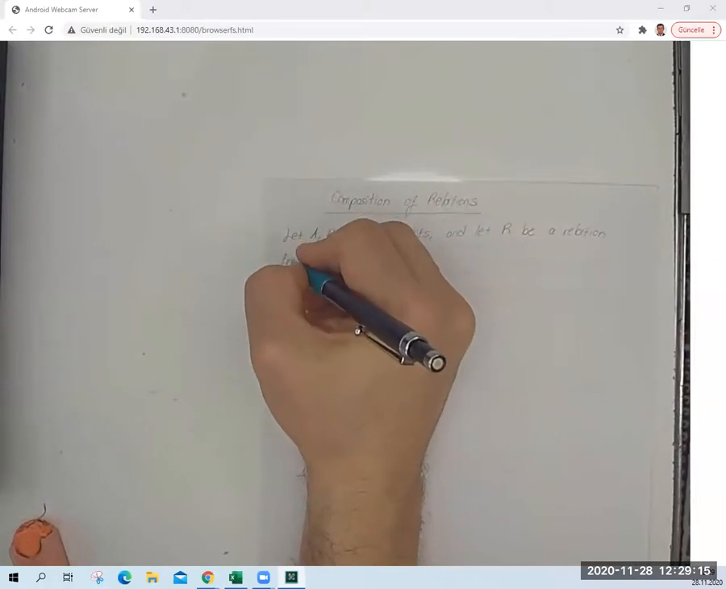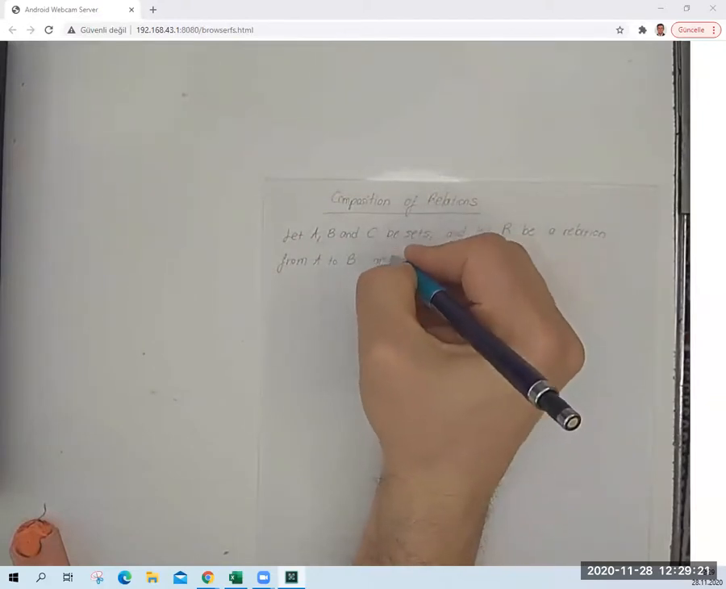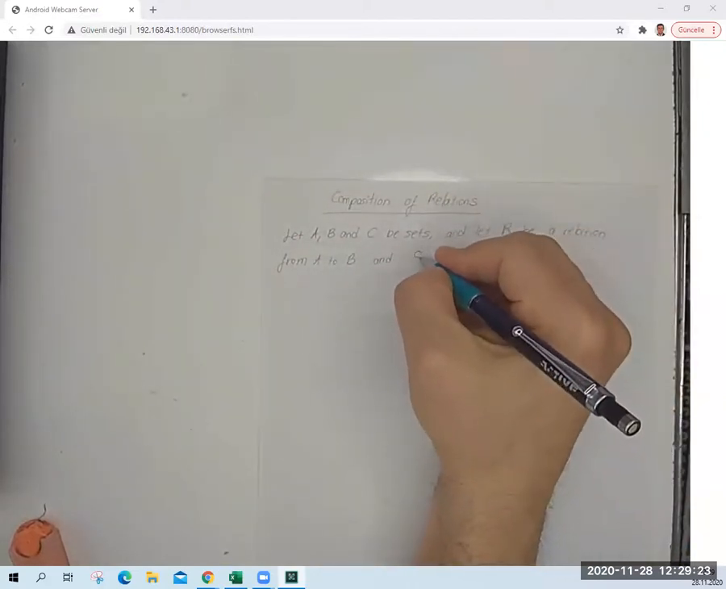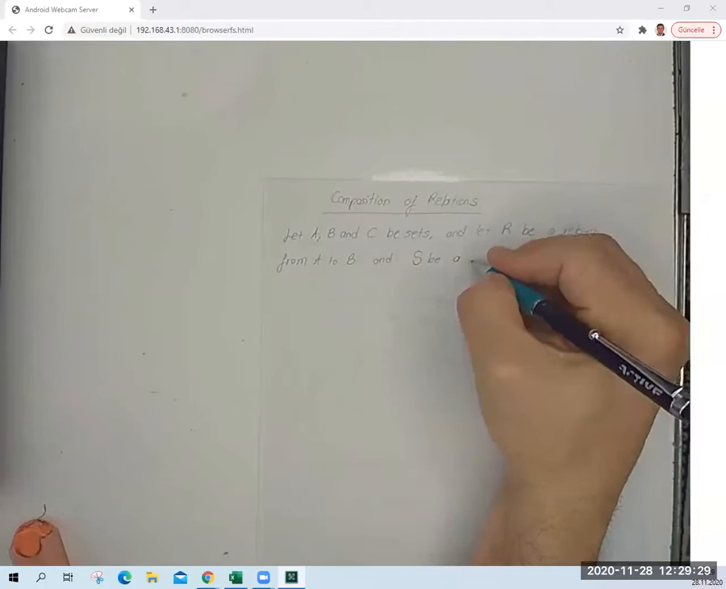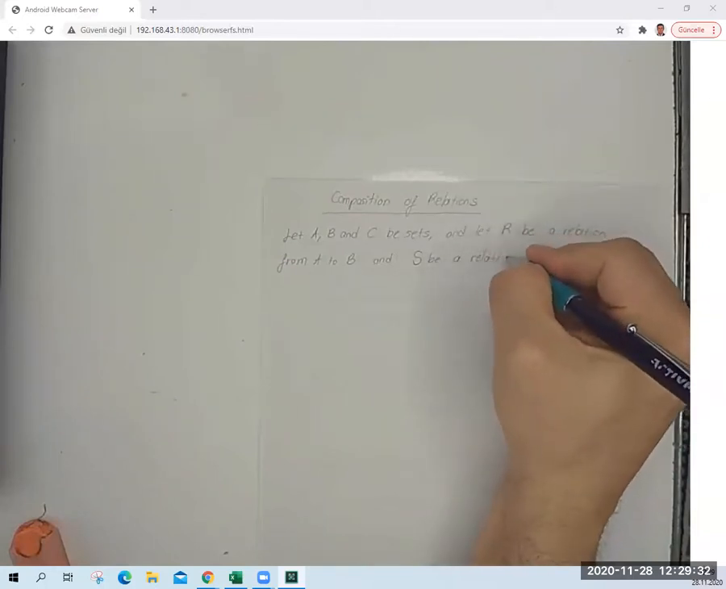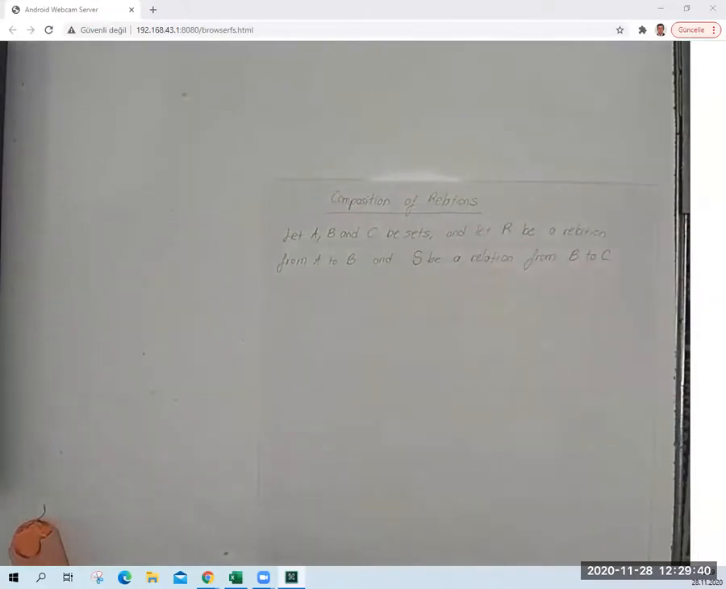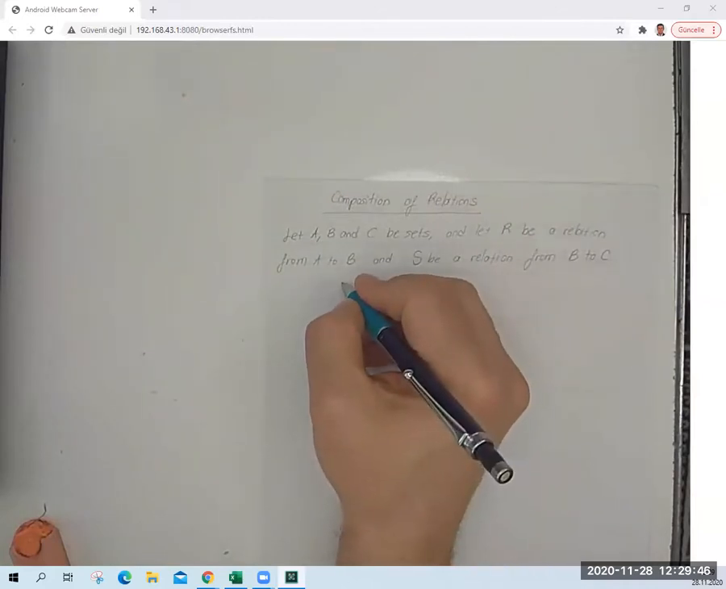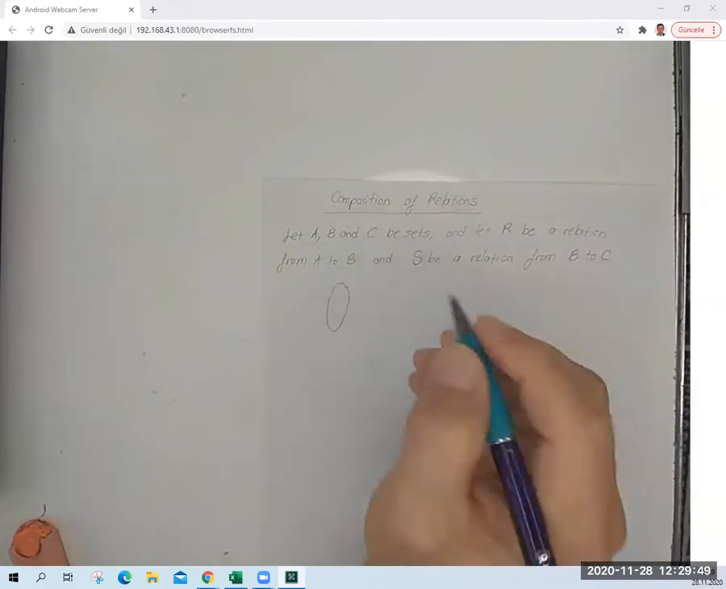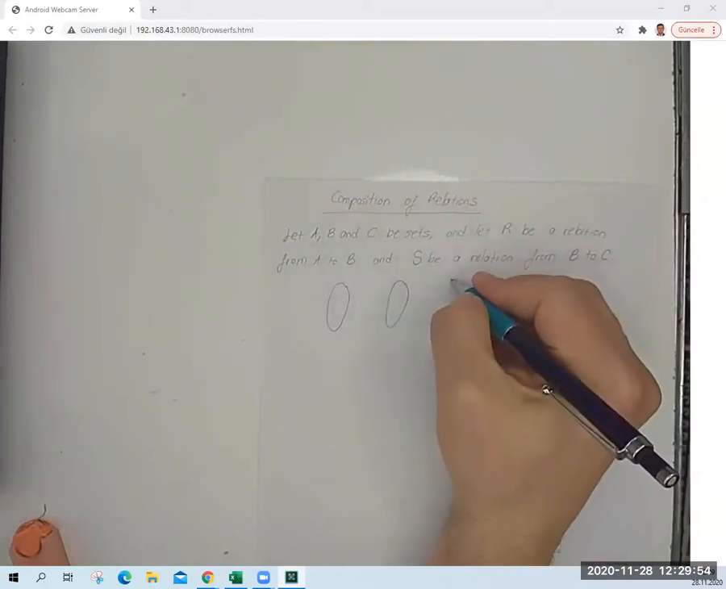So that is a relation from A to B, and there is also a second set, S. In that set we have a relation from B to C. Okay, let's draw it in pictorial form. We have set A, set B, and set C.